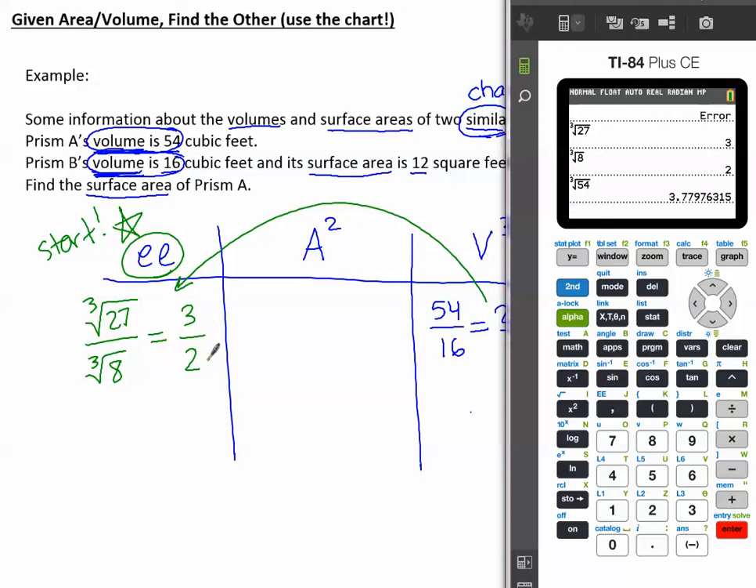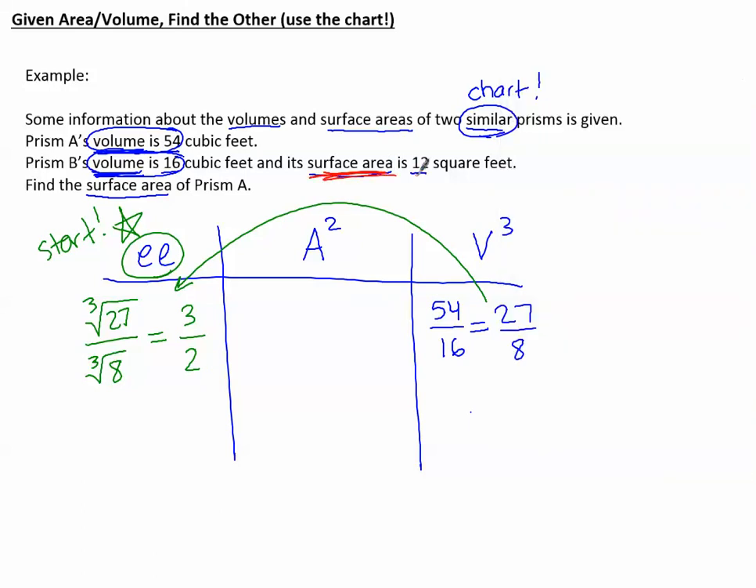Now that we have our scale factor, our length ratio, and being that what we need is the areas, the area is 12, find the area of prism A, we're going to go here to our area column. That's going to be our focus because they're asking for the area. So to go from here to here, we square this. 3 squared, 2 squared makes 9 over 4. 9 over 4 will equal, now notice they gave us prism B's area. They gave us the second one. The one that was on the bottom is 12 square feet. So 12 will go second.